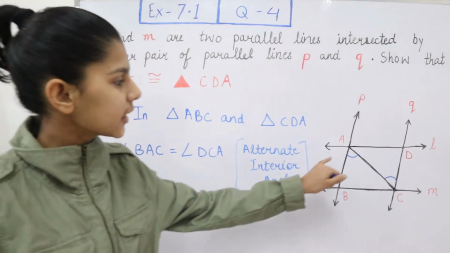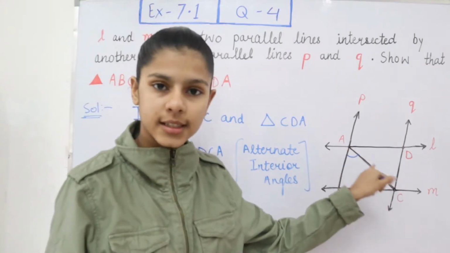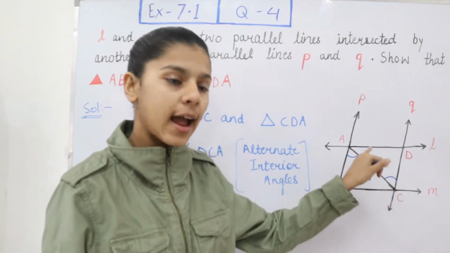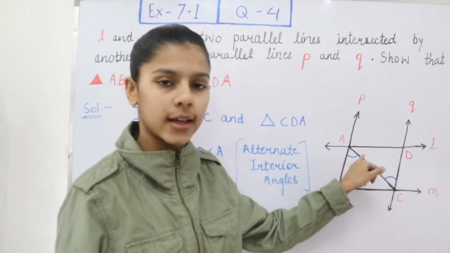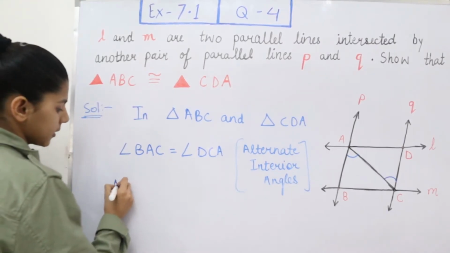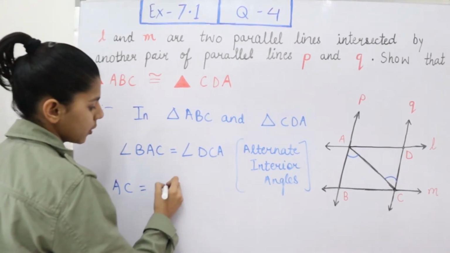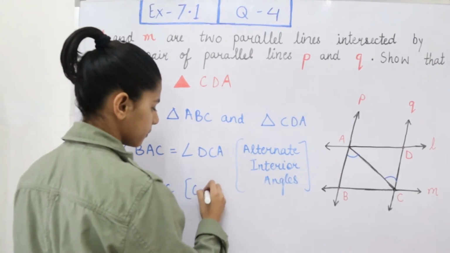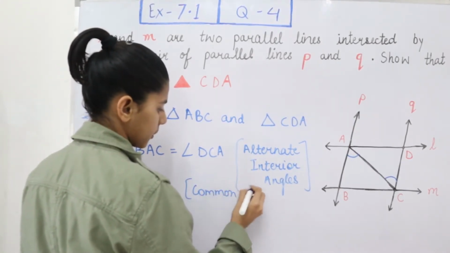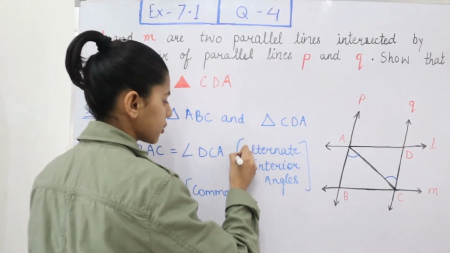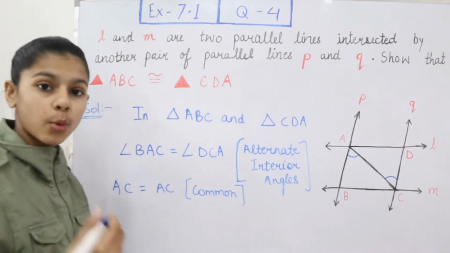Now you can see that this line AC is common in both the triangles, in triangle ABC as well as in triangle CDA. So AC is common in both the triangles. So we can write AC is equal to AC, and the reason will be it is common. So we have got two conditions. Now we need one more condition.